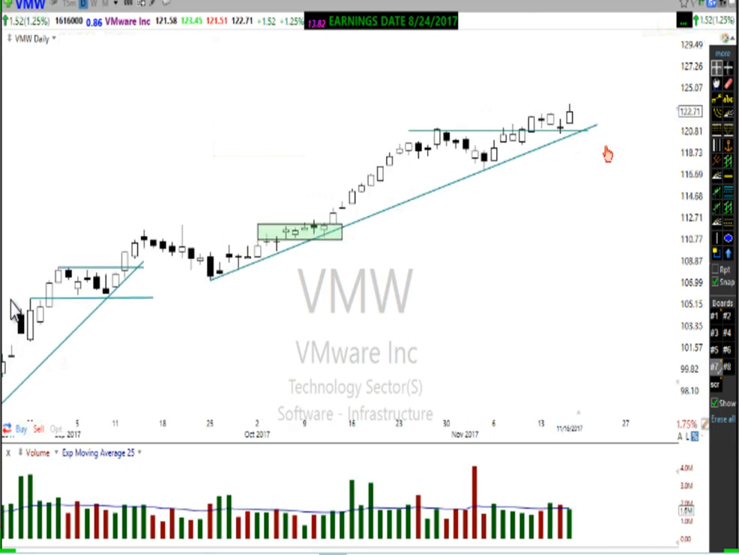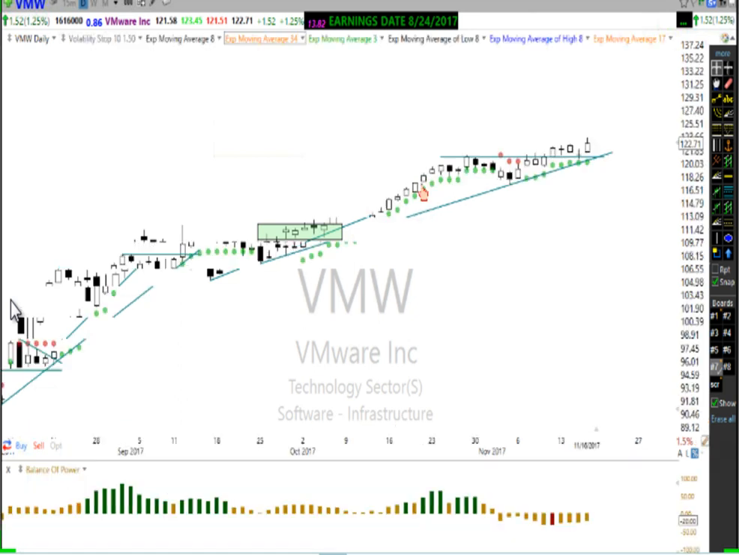What's the stock done? Broke through resistance, pulled back, tested the support. Buyer stepping in right near trend. So where's our stop loss? Our stop loss is going to be really, really close. Look how tight that is.